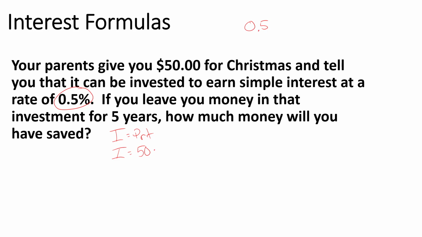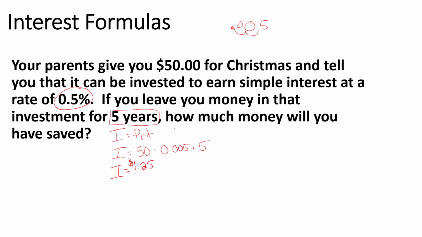0.5%. So we need to move the decimal back 2 places, which is going to give us 0.005 as a decimal equivalent to 0.5%. And we multiply that by the amount of time, in this case 5 years. Yes, that's a lot of 5s, but that's all right. So we have 50 times 0.005 times 5 gives us a whole I equaling $1.25.